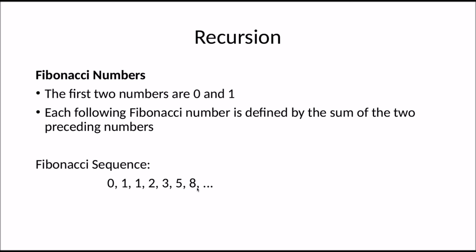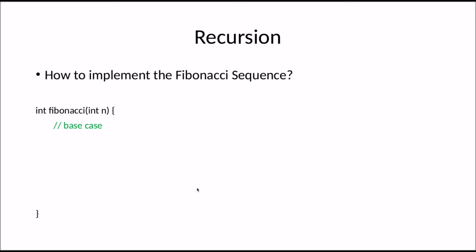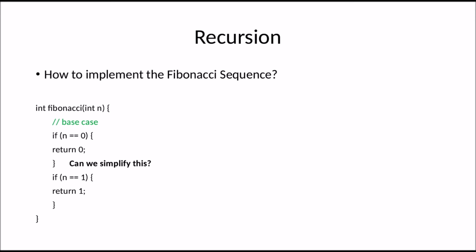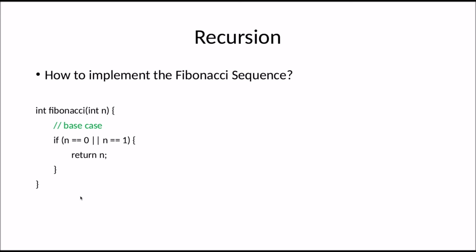How can we write this using recursion? Again, we need a base case to start with. Here, for the base case, if n is 0, I return 0, and if n is 1, I return 1. I can simplify this by writing if n is 0 or n is 1, I just return n. So that when I pass in 0, I return 0. When I pass in 1, I return 1.